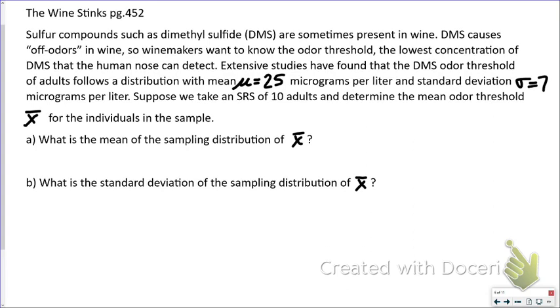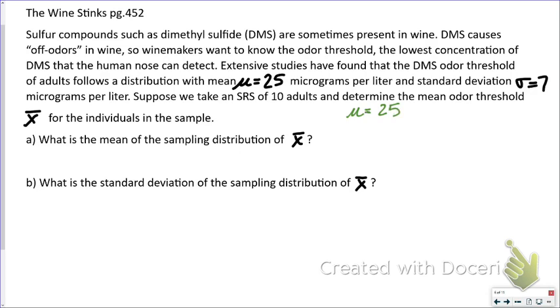So in this one, they talk about odors that wine gives off. And they know that whatever this odor is, it has 25 micrograms per liter for the mean, and 7 micrograms per liter for the standard deviation. That's all they tell us. So I know the true mean for odor is 25. I'm not going to attempt to write those units. You can write it out if you want.